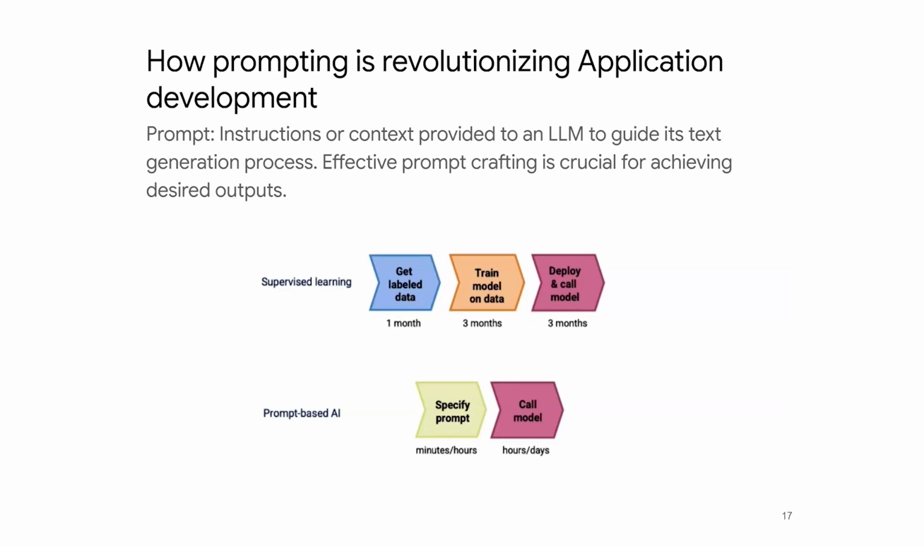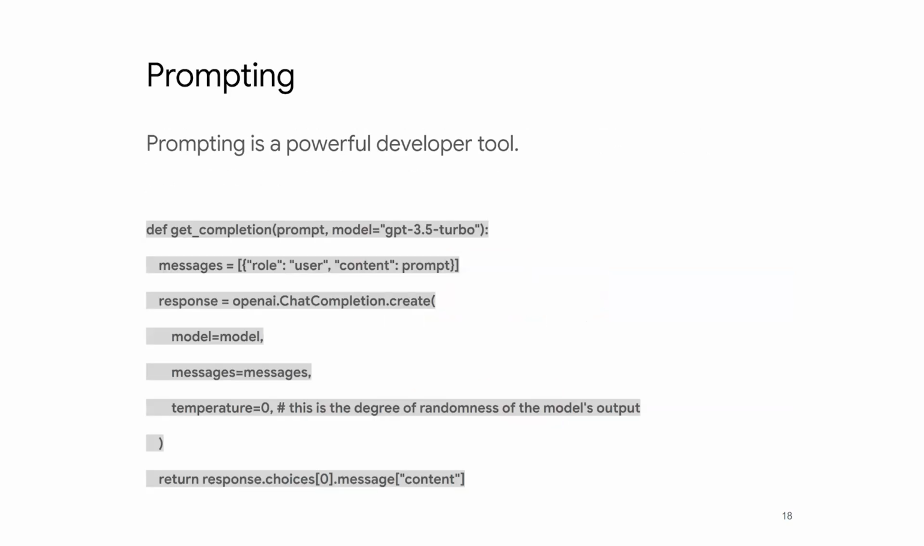And the whole procedure of providing these instructions is what we call prompting, where you provide, let's say, instructions or context to an LLM to guide it into text generation process.